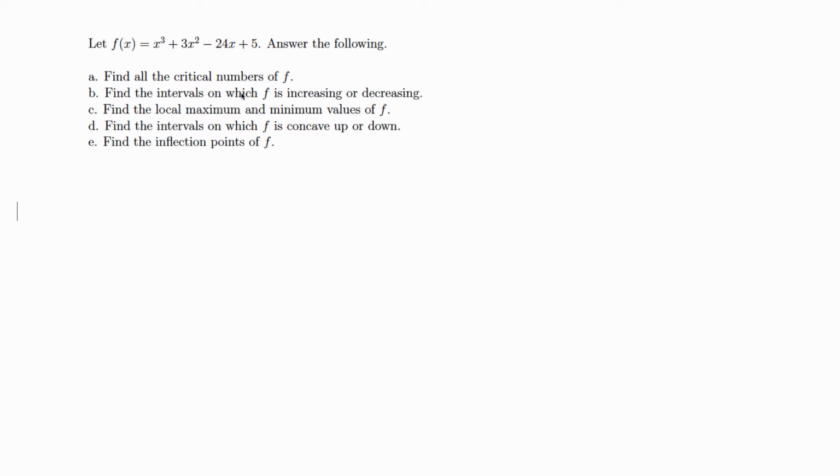Then find the intervals on which f is increasing or decreasing. For this, we'll do the sign chart or interval test. So let me do it, okay? So here, first we want to find the derivative. So let me write here, the derivative of this polynomial is 3x squared plus 6x minus 24.